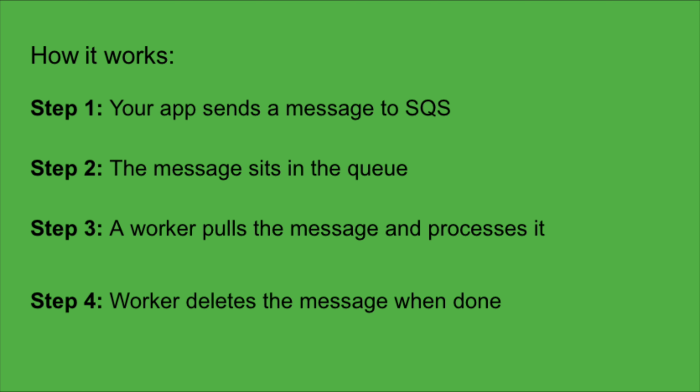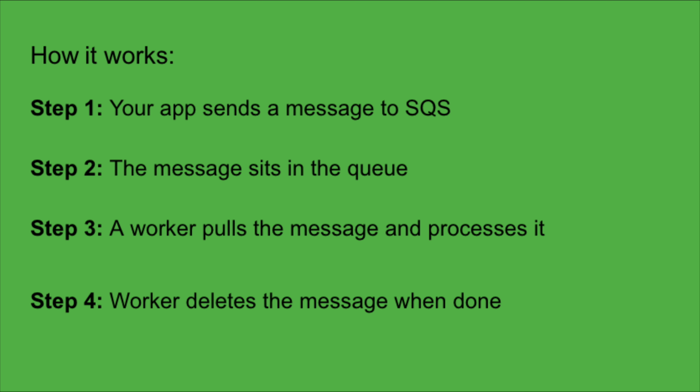Step 3. A worker pulls the message and processes it. It could be a Lambda function, an EC2 instance, or whatever you got set up to handle tasks. Step 4. The worker deletes the message when done. Once it's processed, the message gets deleted from the queue. So if it fails, the message goes back in the queue to try again. So your app never gets overloaded. Tasks just wait in line and get processed when there's capacity. This makes it super clean.